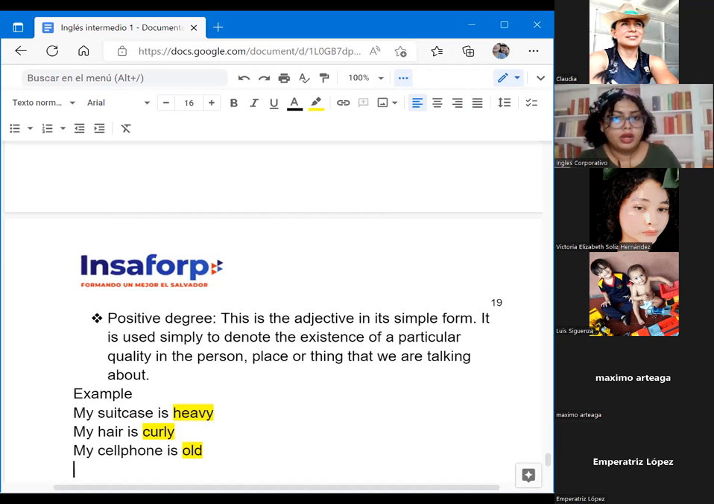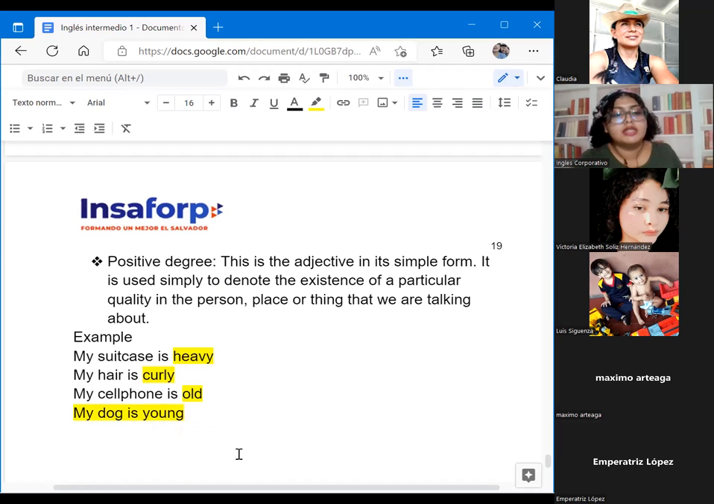Okay, we have one here. Let's see. My dog is young. Good. My motorcycle is blue. Good.